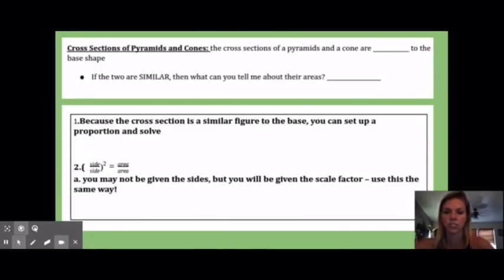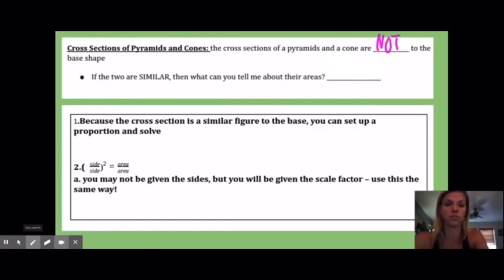Unfortunately, not so easy if you have a pyramid or a cone, because the cross sections of a pyramid and cone are not congruent to the base, but the two are similar. So what can you tell me about their area? Do you remember? Area of similar figures is equal to the scale of the sides squared. Okay, so this is very quick, and I know that this is not easy, but you really shouldn't be bad at it. So this says because the cross section is a similar figure to the base, you can set up a proportion and solve.